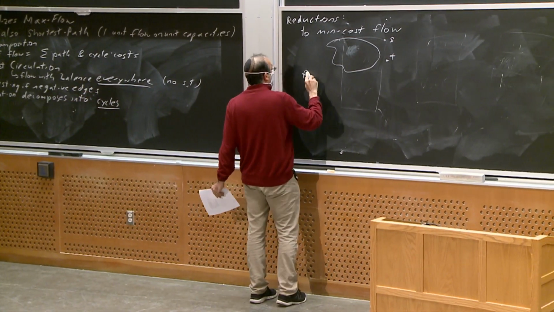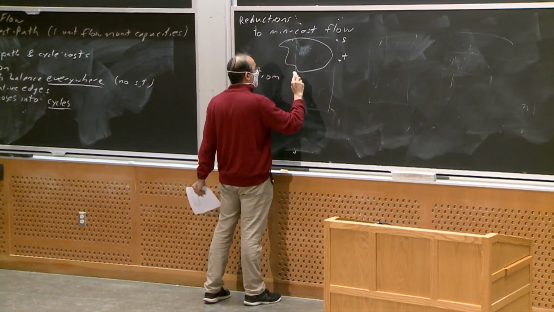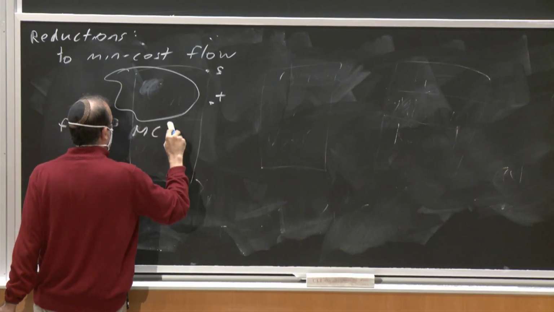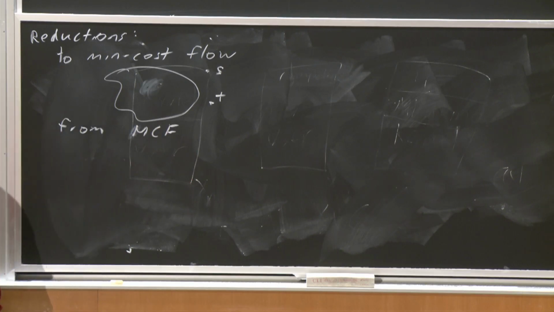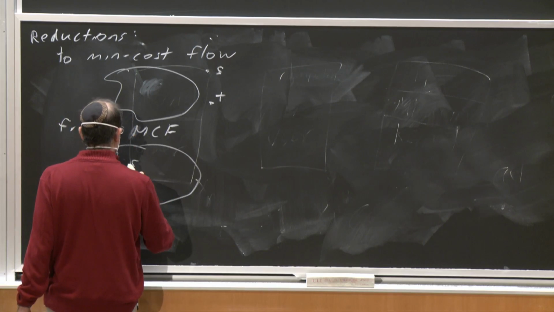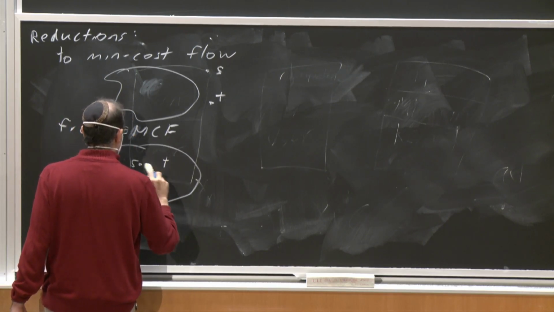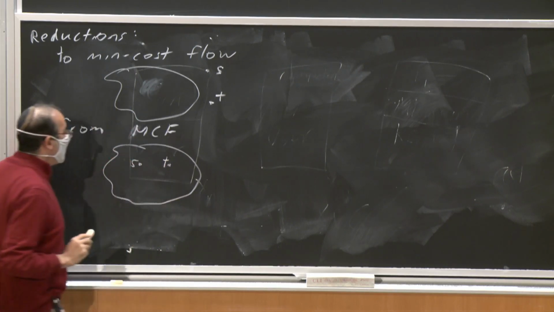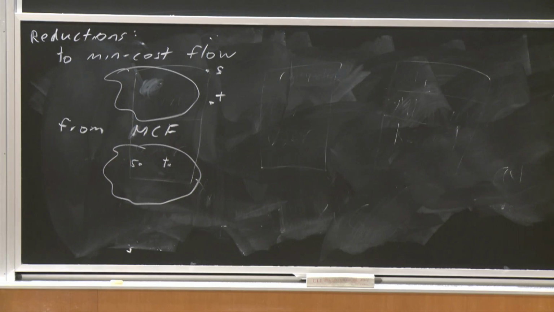Now how about a reduction from min cost flow? So now I'm given a min cost flow problem, and that means I have an S and a T. But my algorithm is a min cost circulation algorithm. So how do I turn this flow problem into a circulation problem so that I can give it to my circulation algorithm?